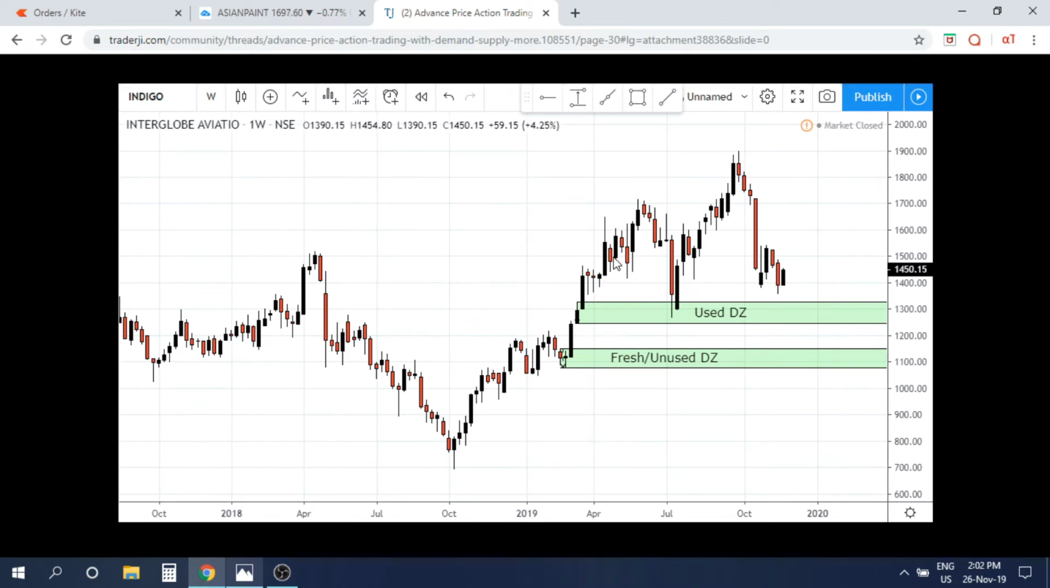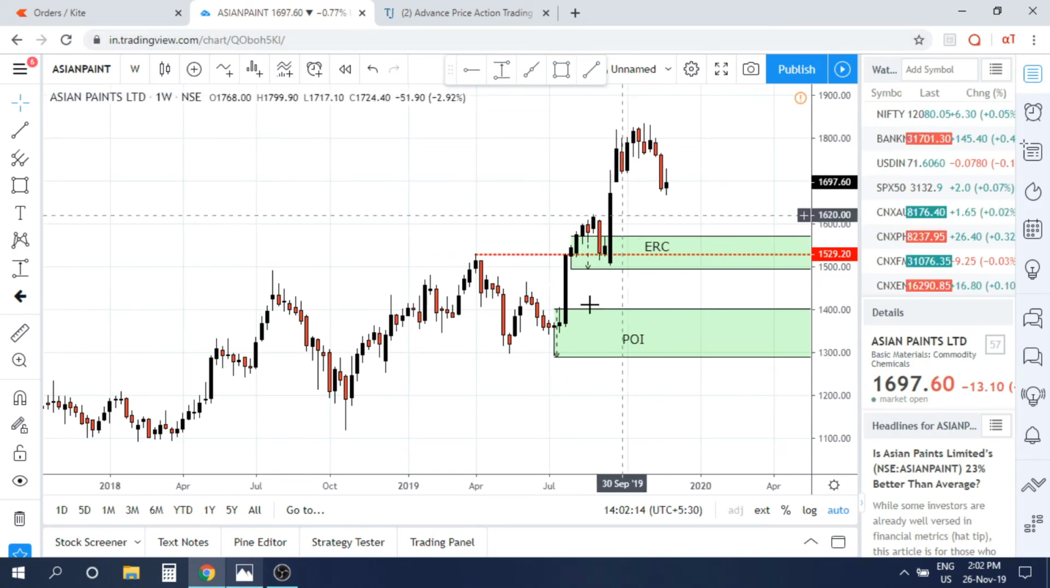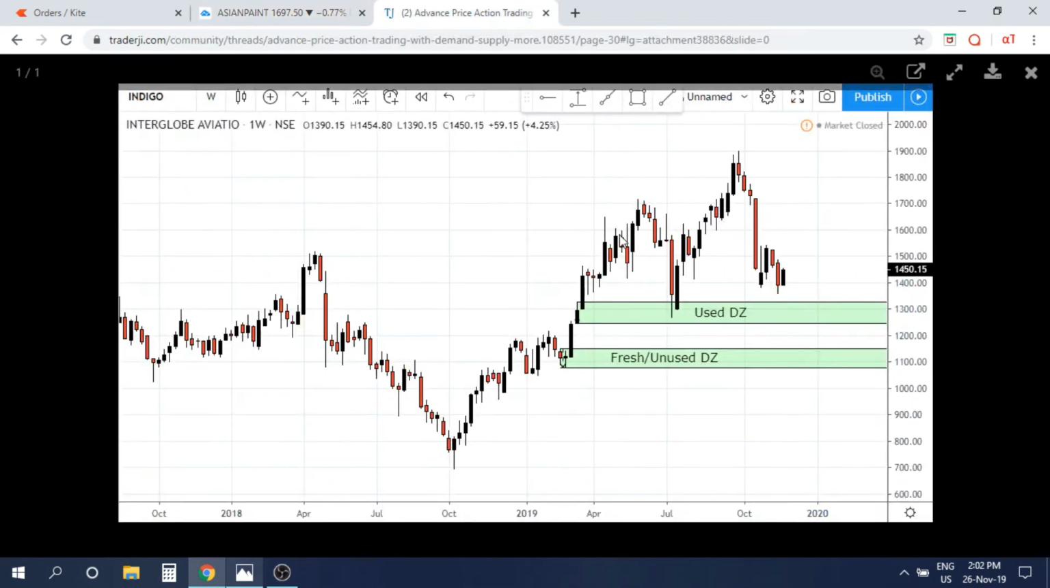Go for a good one, like the one which we saw on the weekly of Asian Paints, right? This kind of strong continuation. These are the good ERC zones. These are bad ERC zones.